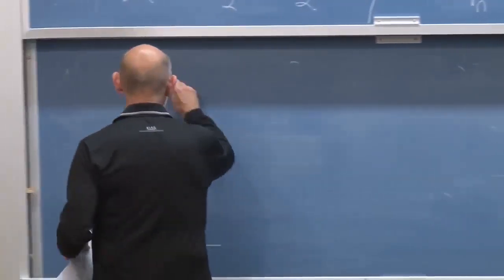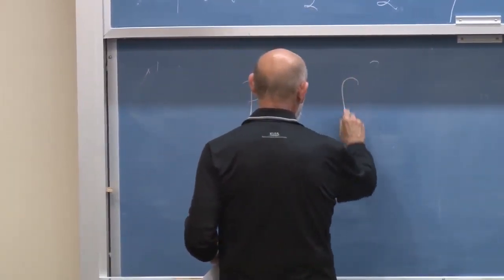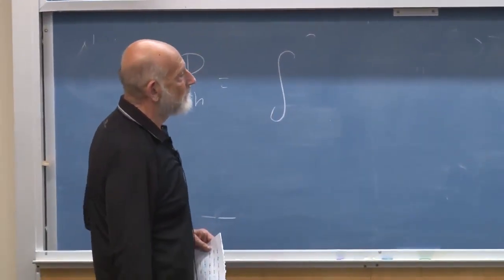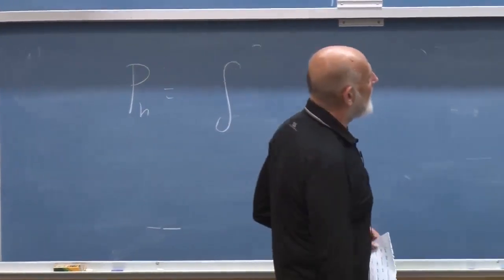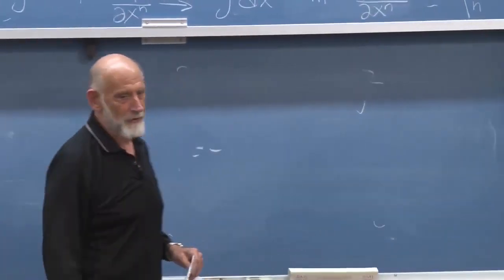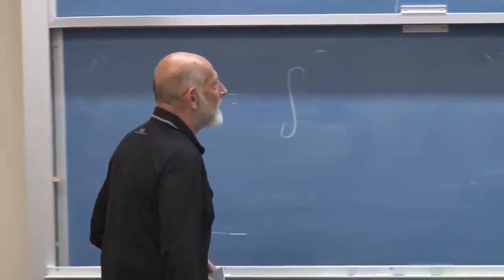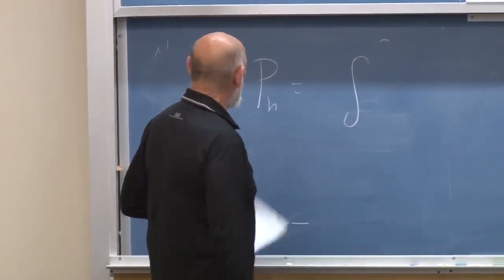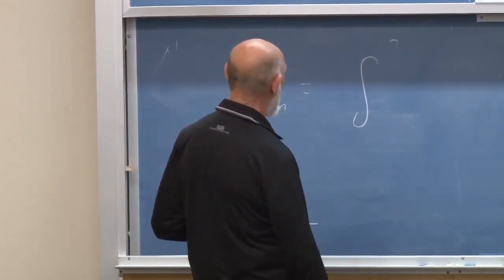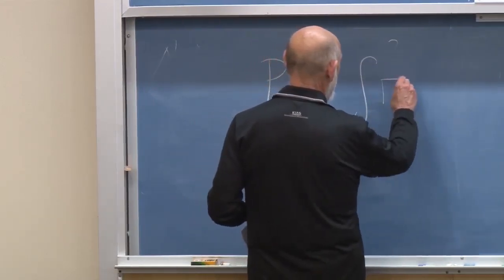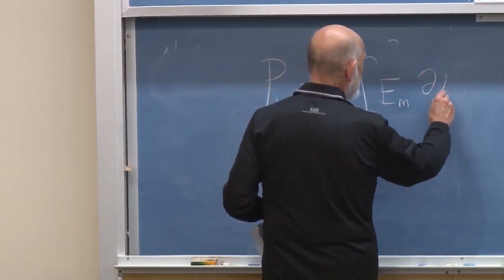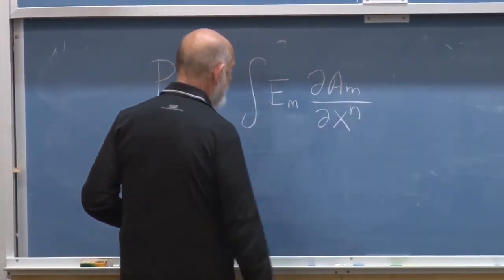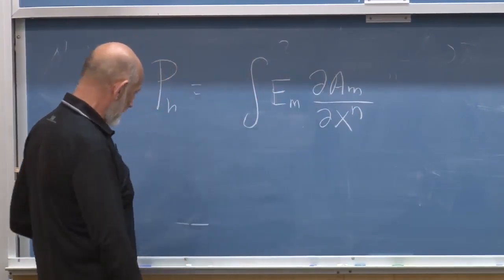Okay, so total momentum, p sub n, is an integral over space. What you do have, minus, the momentum is minus E sub m. Yeah, I've lost the sign. I can't keep track of the sign. I'm not sure. P sub n, apart from a sign, is E sub m dA sub m by dxn, m being a summation index here.